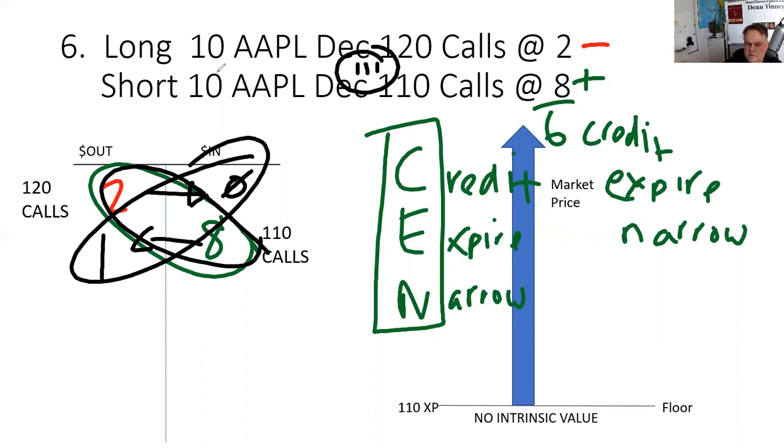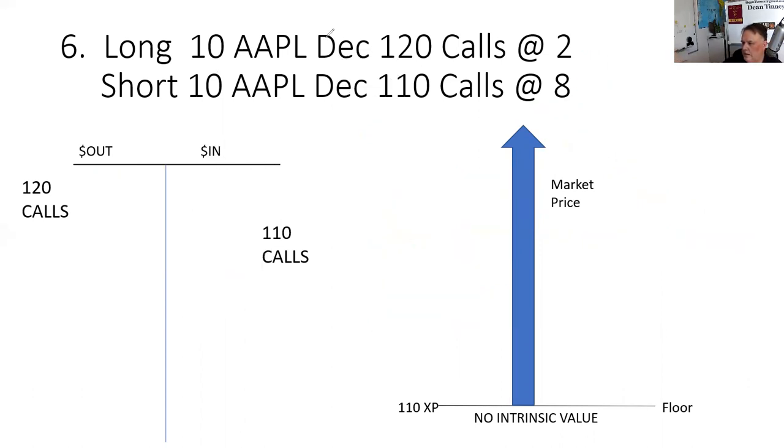So we have determined that this is a credit spread. We have determined that we want the contracts to expire. We've determined that we want the difference in the premiums to narrow. The next thing we've got to do is determine the gain and the loss. Test taking trick: whatever the gain and the loss are, they add up to the difference in the strikes. So on your exam, you can get rid of any choice offered to you that doesn't add up to 10.